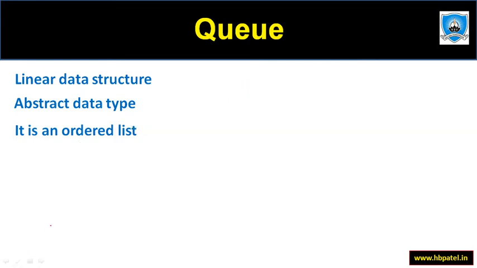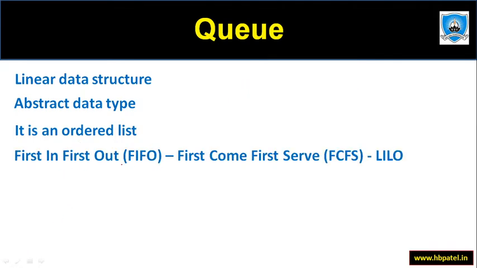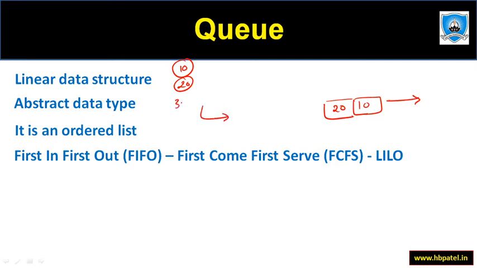Then the fourth point is it is first in first out, or first come first serve. For example, element 10 is inserted, so in the queue it is inserted at the beginning. This is the beginning. Then comes, let's say, 20. So 20 is inserted after 10, and the queue goes on in this way. So insertion will be done in this way. Then comes, let's say, 30, so 30 is inserted over here.